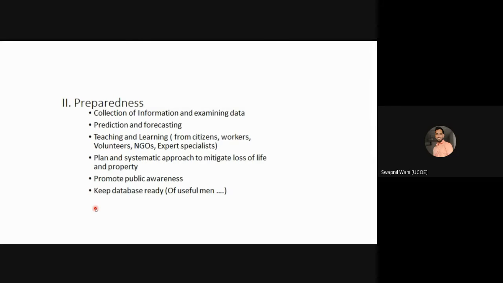Then we should use proper prediction and forecasting methods, analyzing the past performance or behavior of a particular structure or weather in that particular region. Then we have to teach citizens, workers, volunteers, NGOs, or experts how to deal with such types of events. It means we are preparing them to respond to that particular hazard. Educating and training is also a part of preparedness.